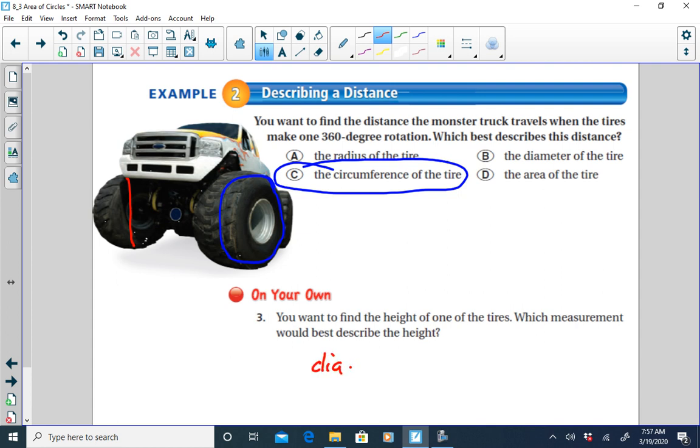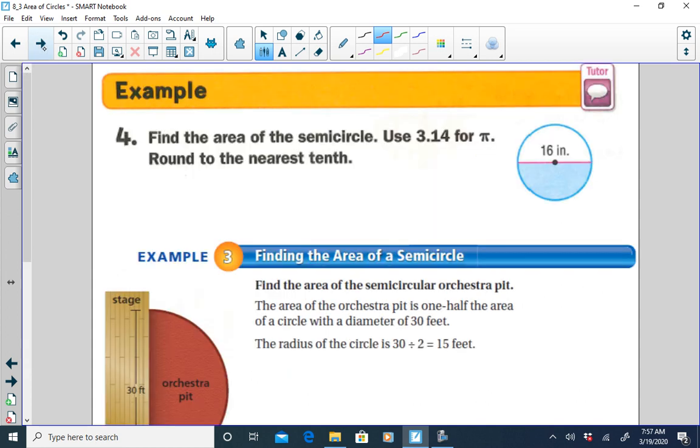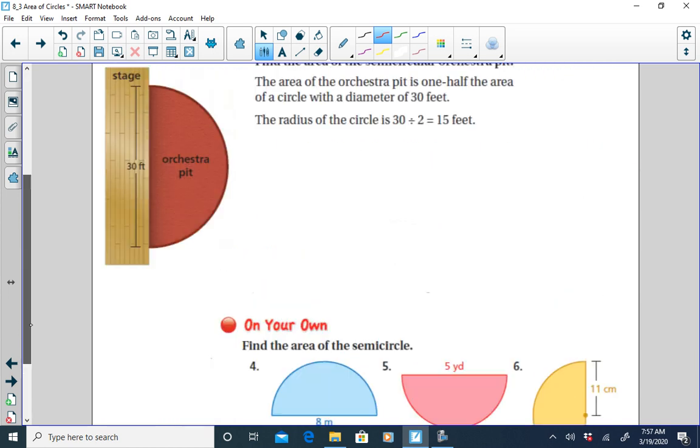So if we're looking for the height of the tire, the diameter would be the best description for the height of the tire. Okay, let's continue with some more examples.